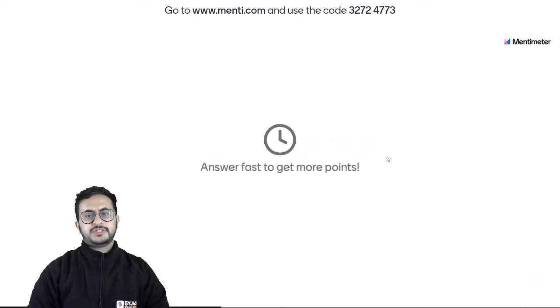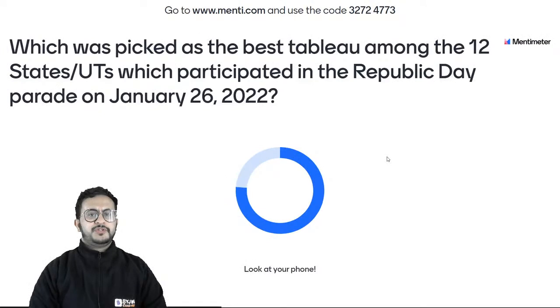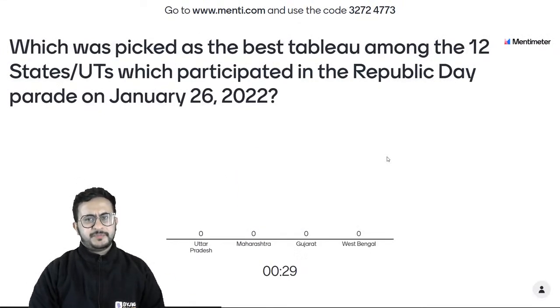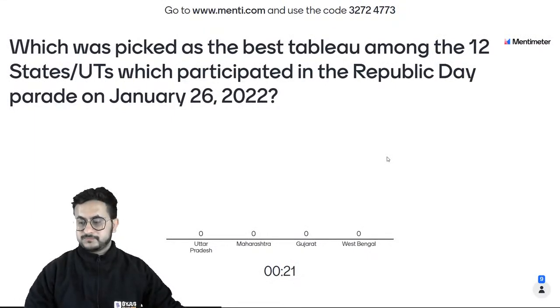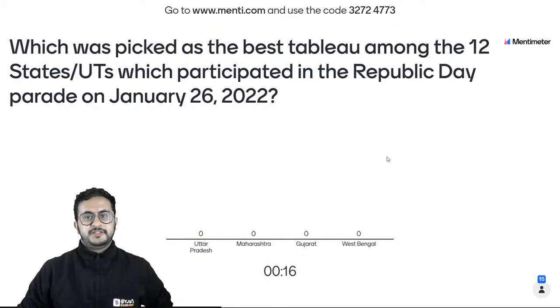Here's the next question. Question number 17. Which was picked as the best tableau among the 12 states and union territories which participated in the Republic Day parade on 26th of January? Uttar Pradesh, Maharashtra, Gujarat, West Bengal. Best tableau this year's Republic Day parade.